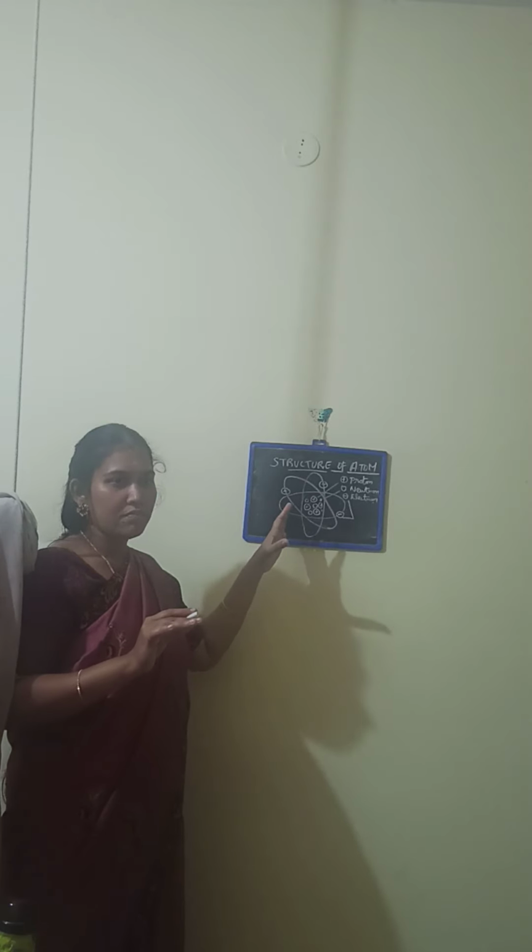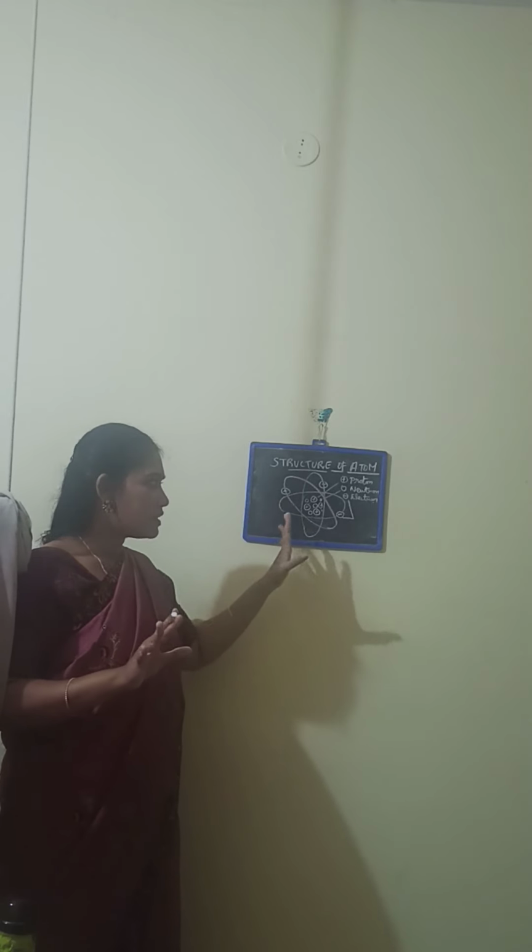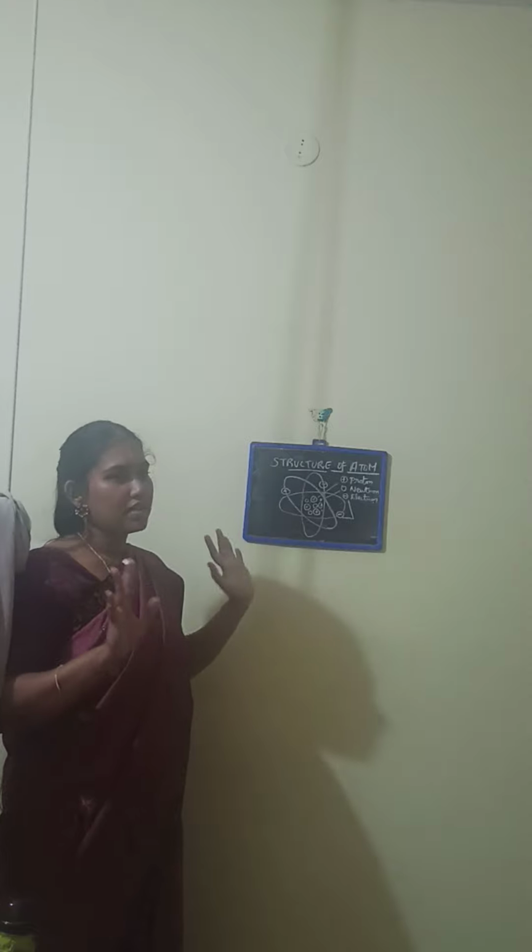Then one more thing is electrons. Electrons are usually in the outer regions of the atom. The electron is a negatively charged particle. Basically, this is the structure of an atom. It comprises three parts: proton, neutron and electron.